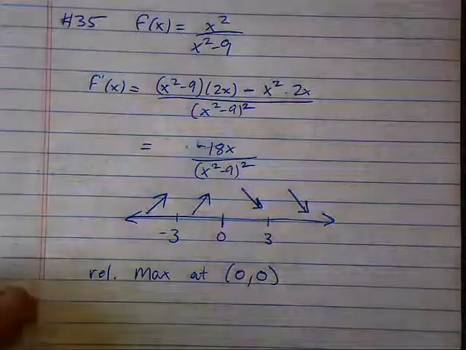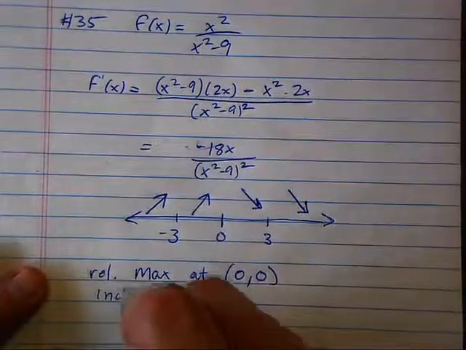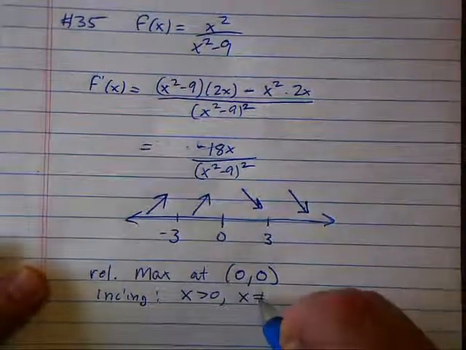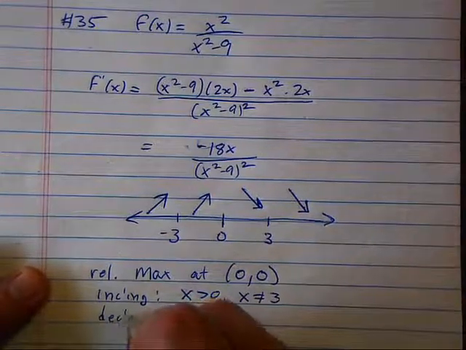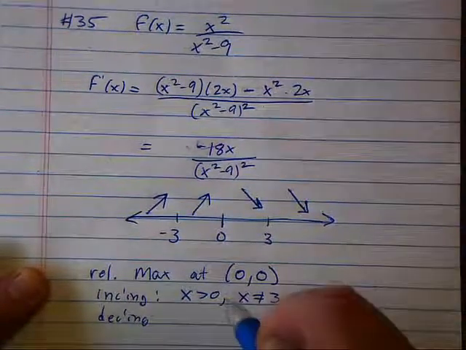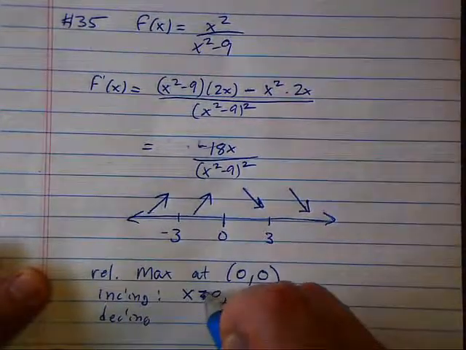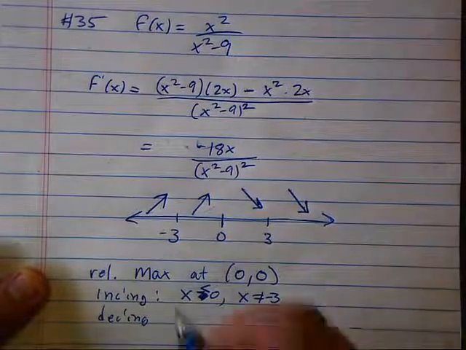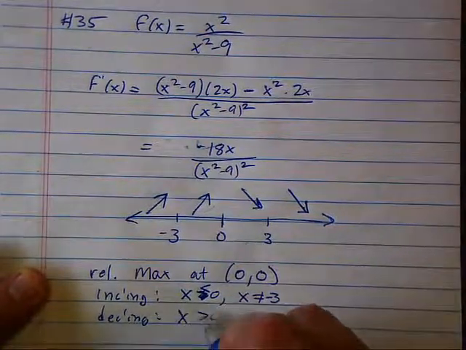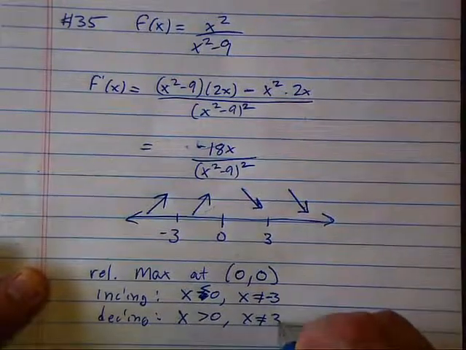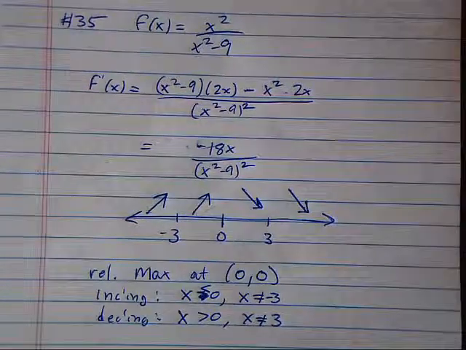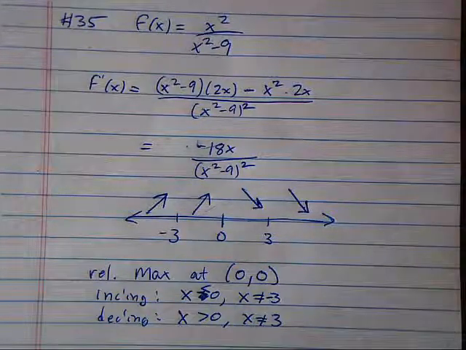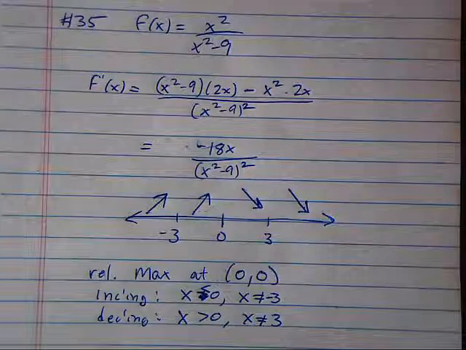It doesn't ask for this, but I'm going to write it down anyway. We would say this function is increasing for x less than 0. Oops, I got that wrong, don't I? Increasing, x is less than 0. That's why the arrows are up. X cannot equal negative 3. Decreasing when x is bigger than 0, but x cannot be 3. So using the first derivative test not only tells us about minimums and maximums, it also tells us about increasing and decreasing.